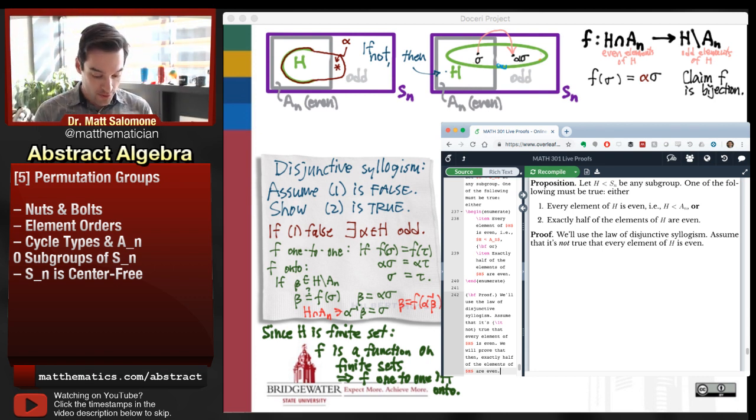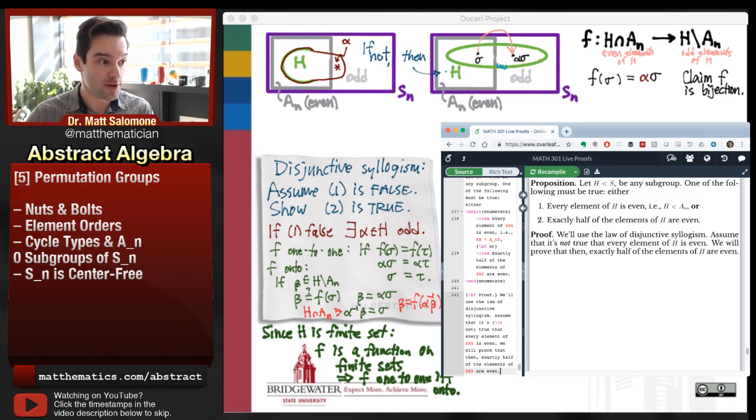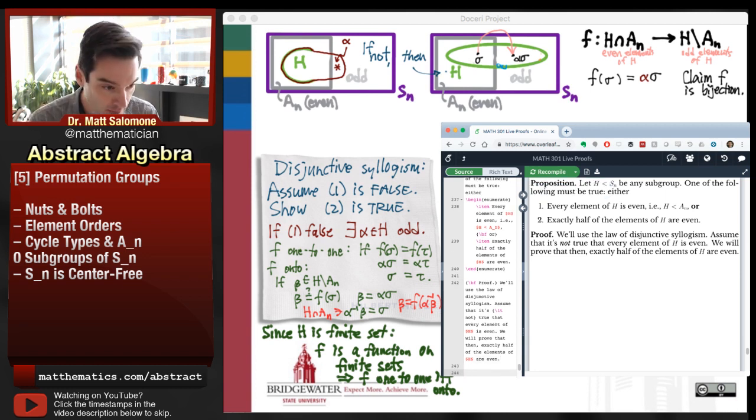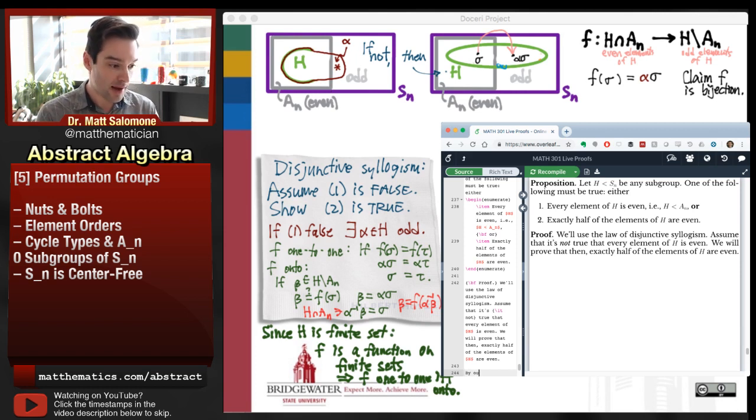Okay, so this is telling the reader what the law of disjunctive syllogism is going to do. We're going to make an assumption that the first condition does not hold, and then prove that the second condition must hold. So since we're assuming that it's not true that every element is even, we're going to bring into being this element alpha. Okay. So by our assumption, there exists an element alpha in H, which is an odd permutation.